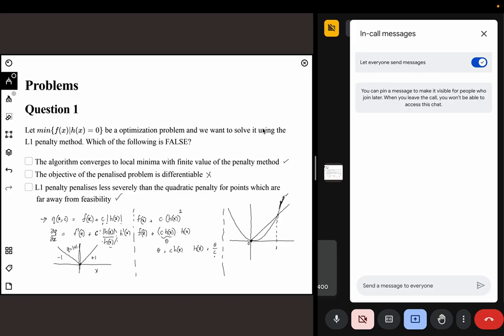Yeah. So this is true. So L1 penalty is less severe than quadratic for points which are far away. But as you come closer to the feasible point, as you come closer to the feasible region, then the reverse of the statement is true. So here it asked about the false one. So the second option is what you should be choosing.